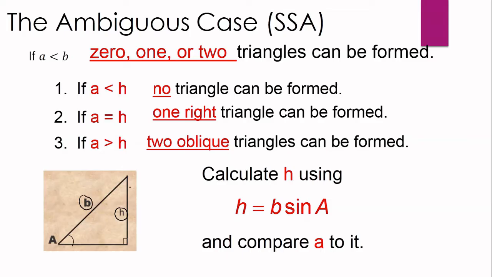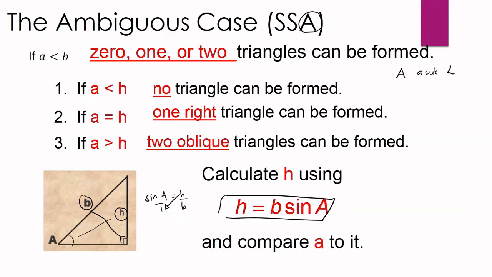You are going to notice that we will be using here sine A is equal to, we have the opposite side of angle A is H and then the hypotenuse opposite the right angle is B. So if we do cross multiplication, diba? Kaya ang ating equation will be H is equal to B sine A. And then you can now compare it to A. Sige, para wag malito. A is an acute angle. So, SSA natin, A is an acute angle.